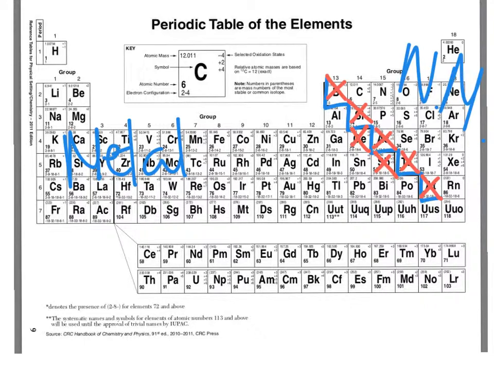Metalloids are elements that have properties of both metals and nonmetals. You probably should write that down in your interactive notebook. I'll flash it on the screen. Okay, so we conquered metals, we conquered nonmetals, we conquered metalloids.